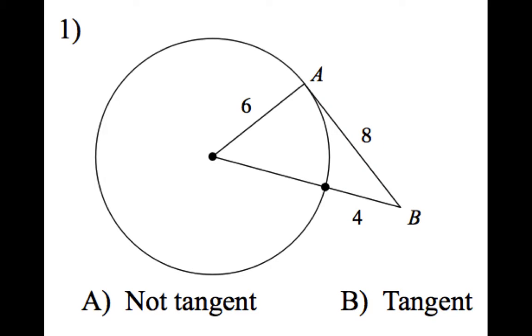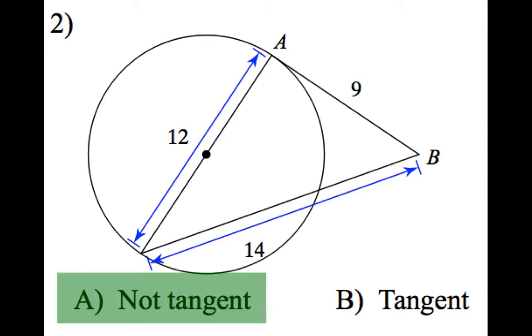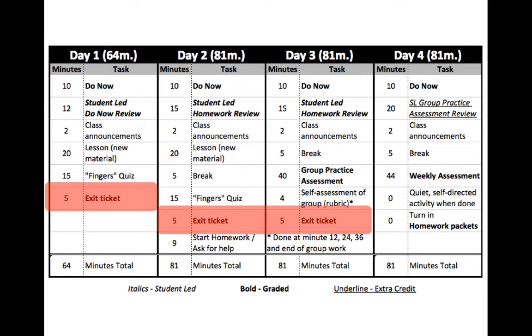I'd show this up on the board, give them a couple seconds, and if they think the answer is not tangent, they hold up 1 finger, tangent 2 fingers. Once I go through it, then I can give them the answer, and we can go through it if necessary. Another example. And so that's what a finger quiz is.